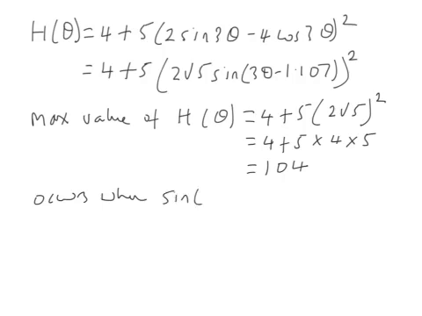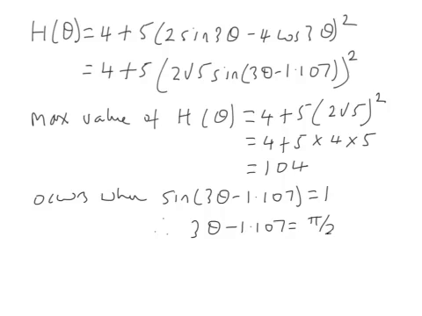So the smallest value for which this occurs is when sine of 3 theta minus 1.107 equals 1. So therefore 3 theta minus 1.107 equals pi by 2. So therefore theta works out to be 0.89.